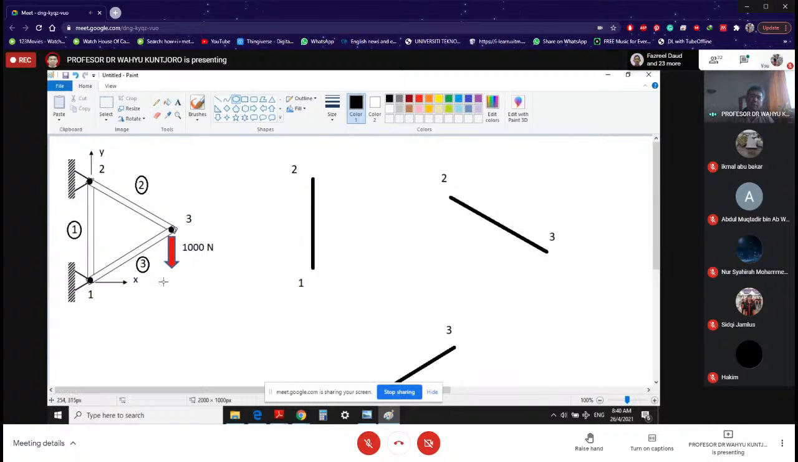Okay, so now if I ask you to do a finite element model for your structure, this is what I want.